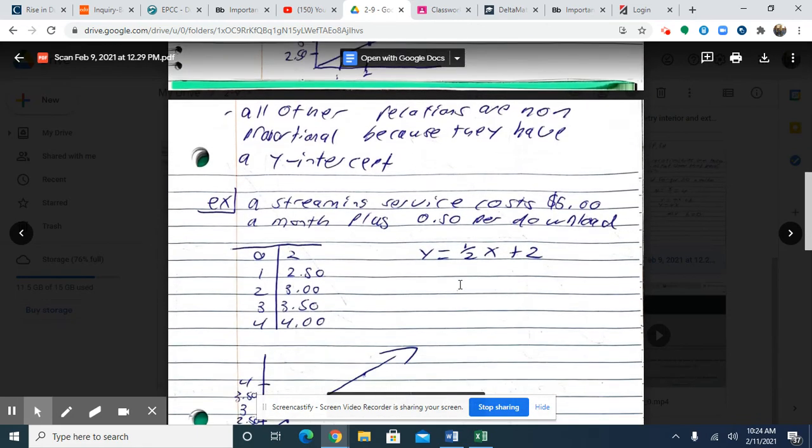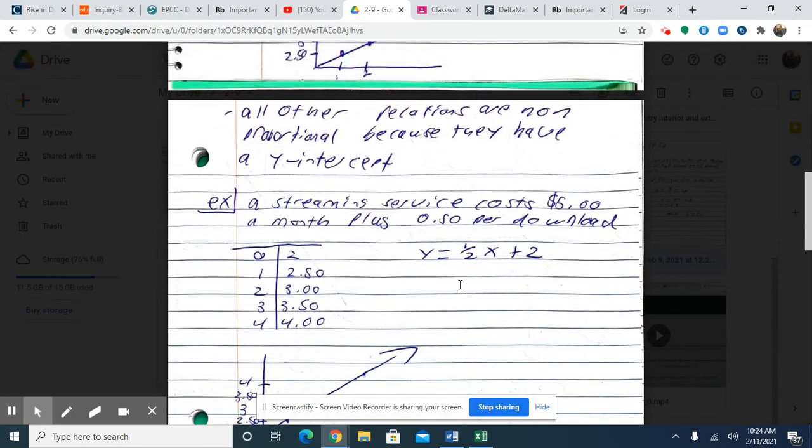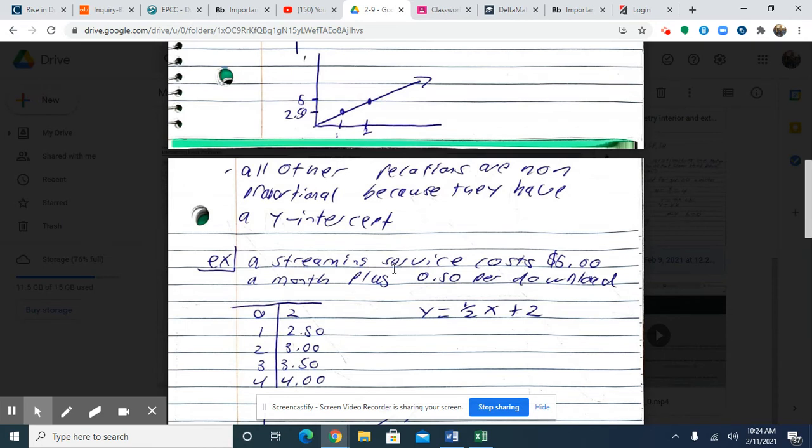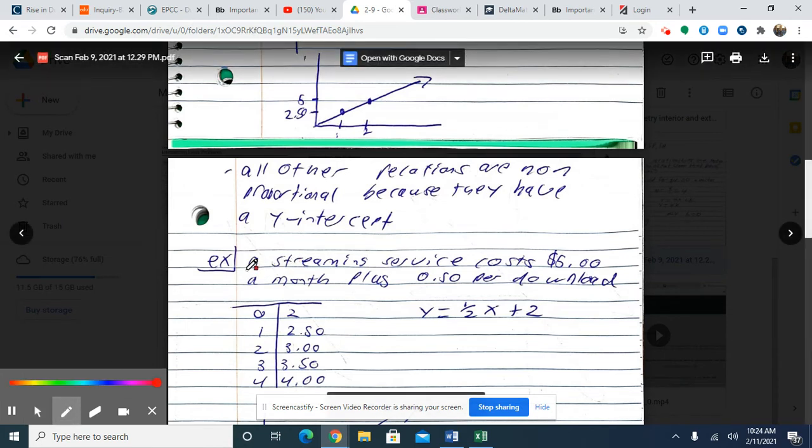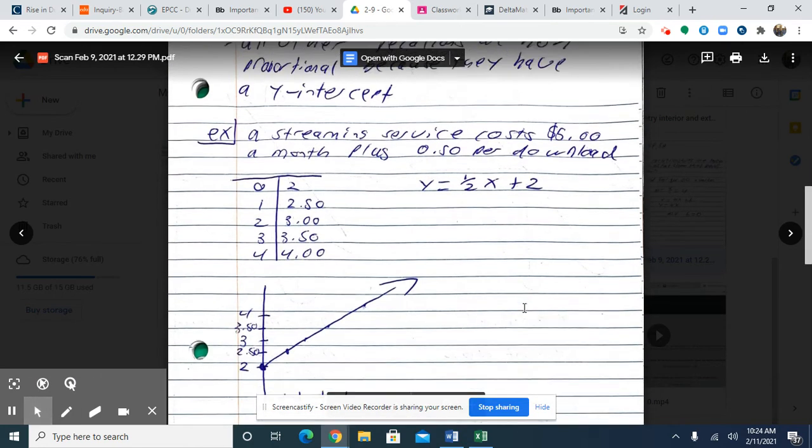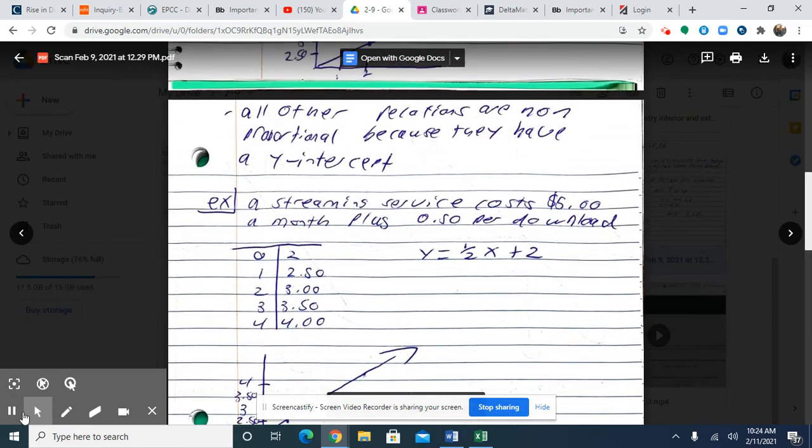So all other relationships are non-proportional because they're going to have a y-intercept. So in this example, it says a streaming service costs $5 a month plus 50 cents per download. I think I put $2 here, but yeah, let's just say $2. Let's change this to $2 a month plus 50 cents per download.